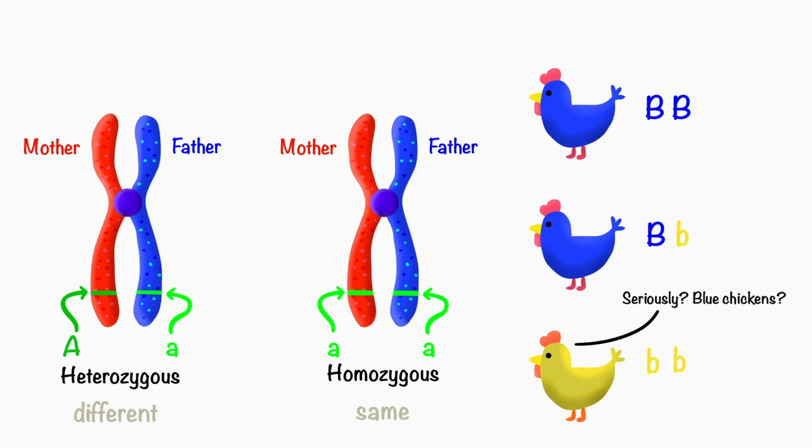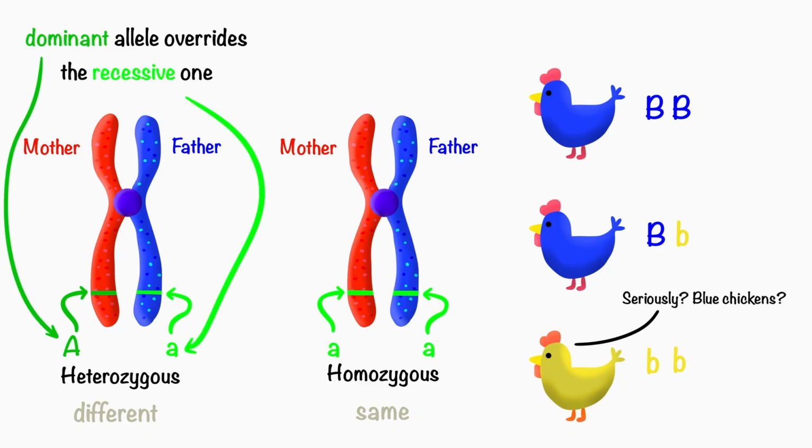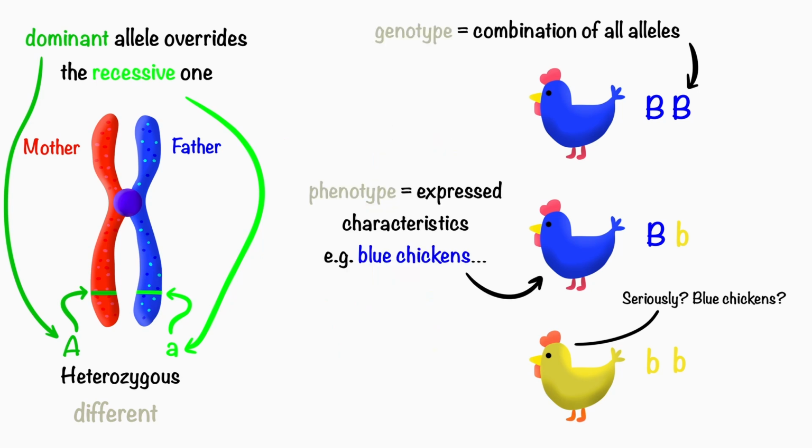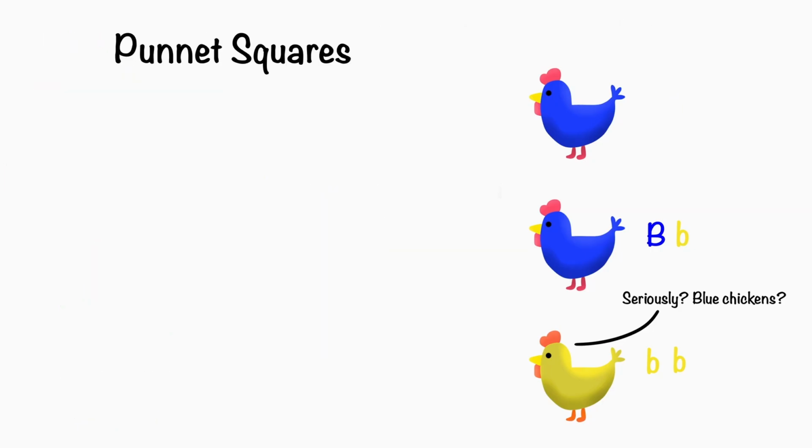To display a dominant characteristic, the organism only needs one dominant allele. This means the dominant allele overrides the recessive one if the organism is heterozygous. Your genotype is the combination of alleles you have, while your phenotype is the observable characteristics you have. Let's see how we can predict inheritance patterns using genetic diagrams, also known as Punnett squares.